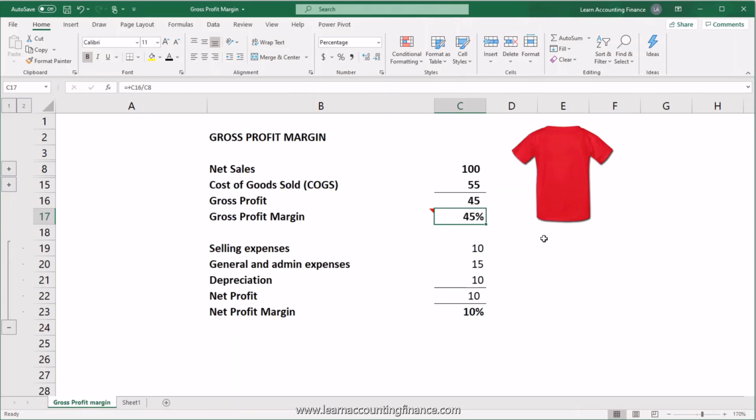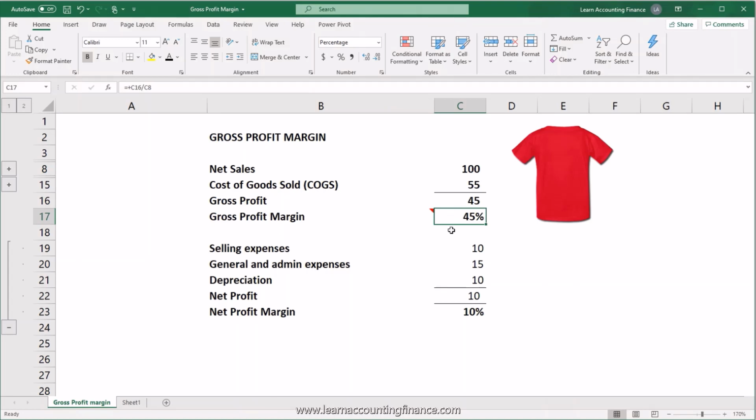So for every $100 you sell, you will make a profit of 45%. This reflects the profitability of your business, or it could also reflect the profitability of your product. This is very important to understand because you may have a business with more than one product, right? In your business, you may be selling multiple products. The selling, general, and admin expenses will be shared for all of those products, but you won't be able to understand which products bring more profit to your bottom line compared to the others unless you have the gross profit margin or profit percentage calculation available.